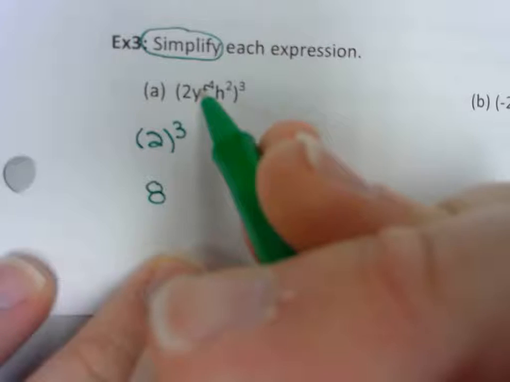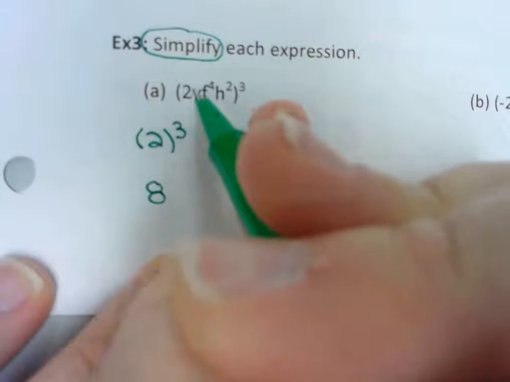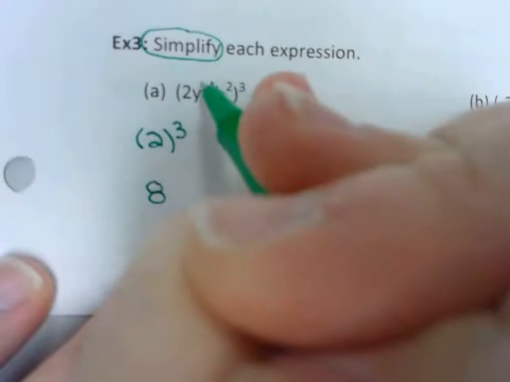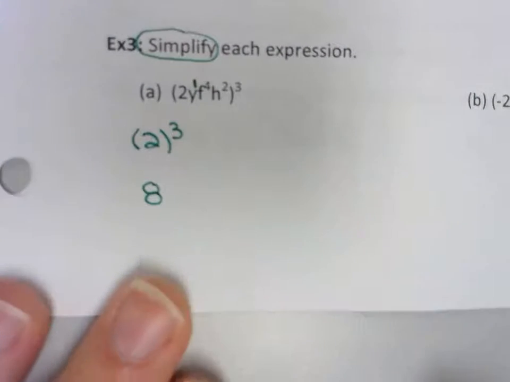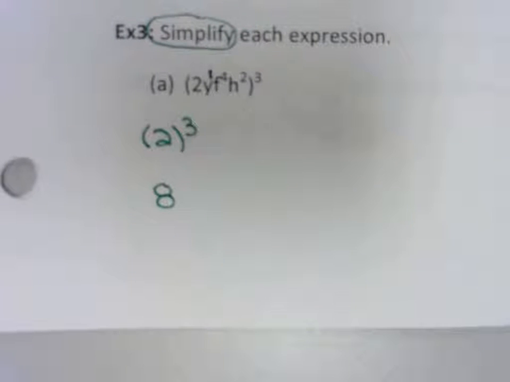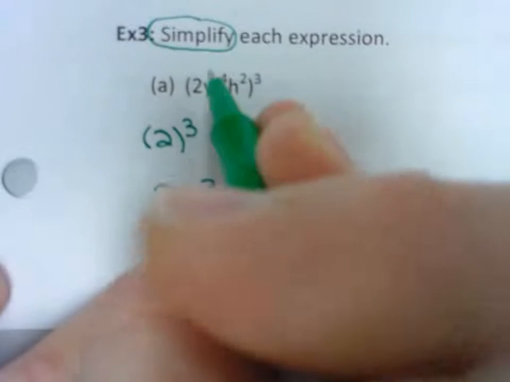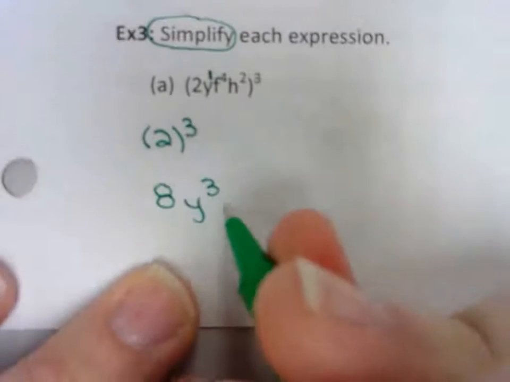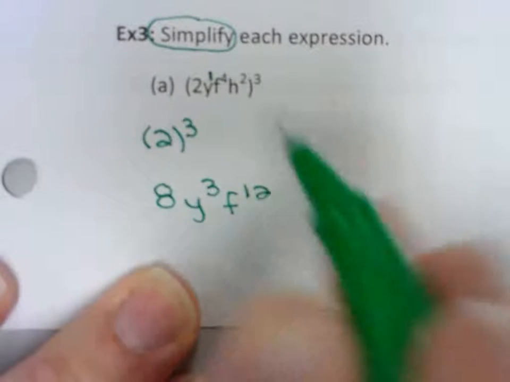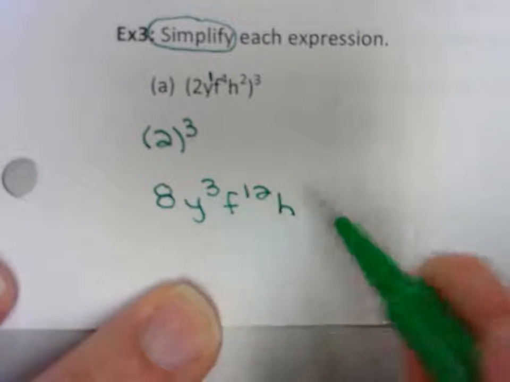So I look at each variable and I am raising that exponent to another exponent. So this is going to be y to the first. There's a 1 there. Even though it's not written, there's assumed to be a 1 there. So what do I do with my exponents if I'm raising them to another power? Multiply. So that's going to be y to the third, 1 times 3. F to the 12th, 4 times 3. I'm multiplying my exponents. And h to the 6.